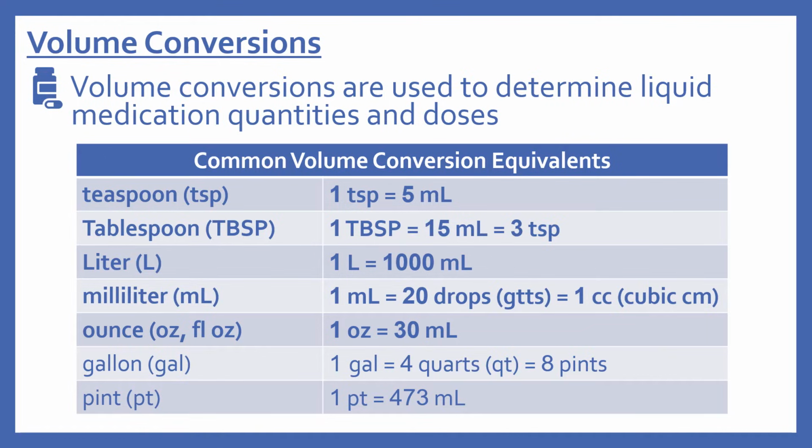And gallon, or GAL: 1 gallon equals 4 quarts, which equals 8 pints. And a pint, which is PT: 1 pint equals 473 milliliters. The last two on there, I didn't bold those because they aren't as common, but they still are ones you need to know.